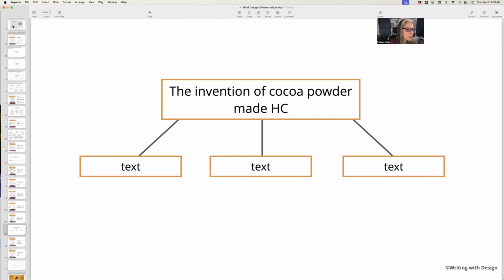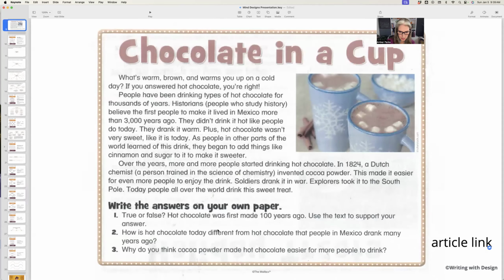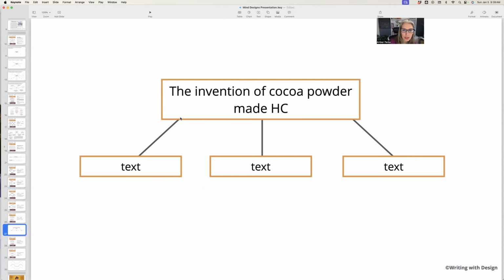What was the question again? I don't want to repeat it exactly. Made it easier for people to drink. Okay. Made hot chocolate more easily enjoyable. Okay, so kind of want that to sound like a newspaper headline. And then down here, we want to think about why. Why would it do that?